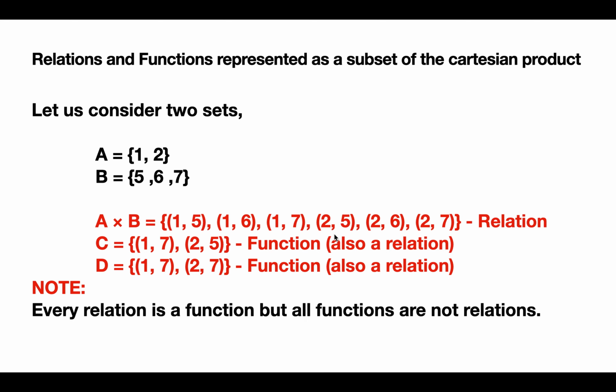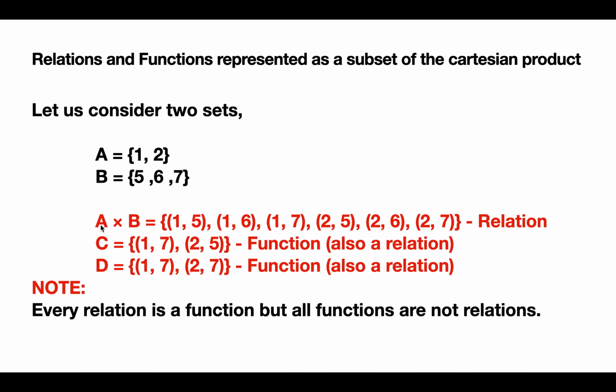Relations and functions represented as a subset of the Cartesian product. I have mentioned at the end of the functions that relations and functions can be represented as a subset of a Cartesian product. Now we are going to see how it is going to work. Let us consider two sets, A and B. A has elements 1, 2 and B has the elements 5, 6 and 7. A cross B. You know what is the Cartesian product between A and B? A cross B has the elements (1,5), (1,6), (1,7), (2,5), (2,6), (2,7).